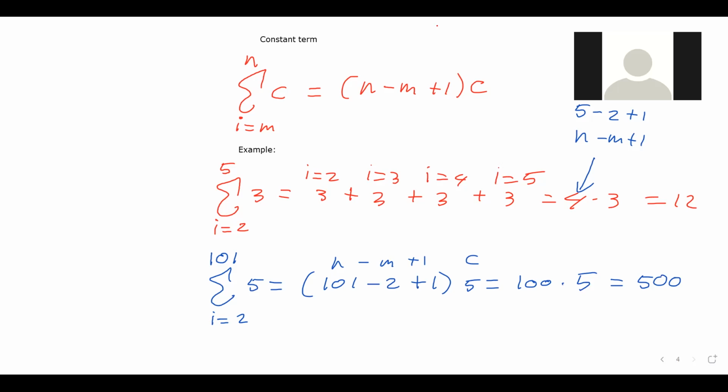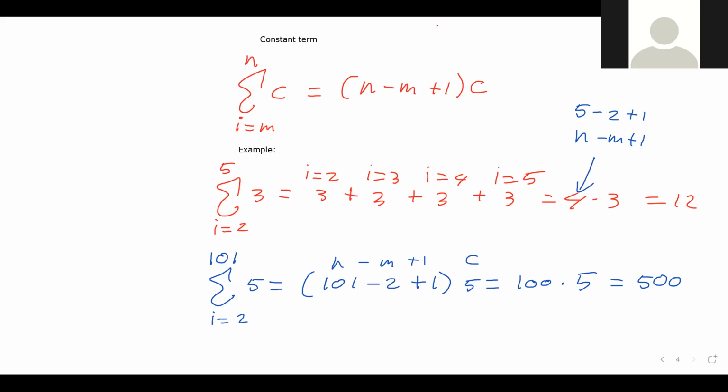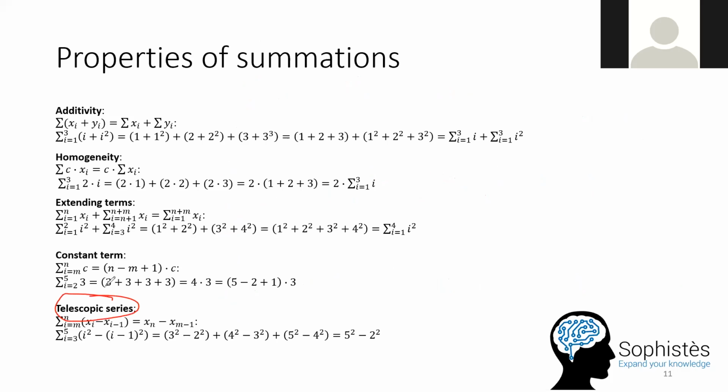Then the last one, that's the telescopic series. So here you have the telescopic series. And maybe this one is the most complicated to see if you only see the definition, but I think it will be clear in a second. So the definition of it is as follows. The telescopic series.